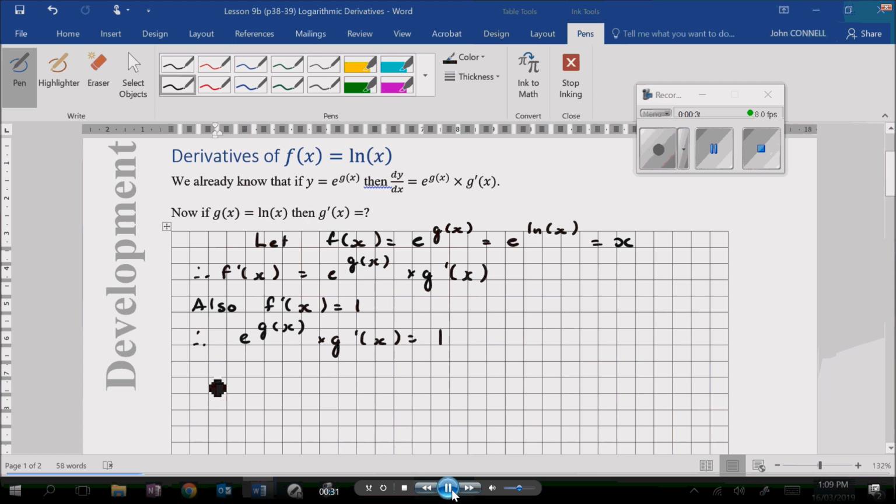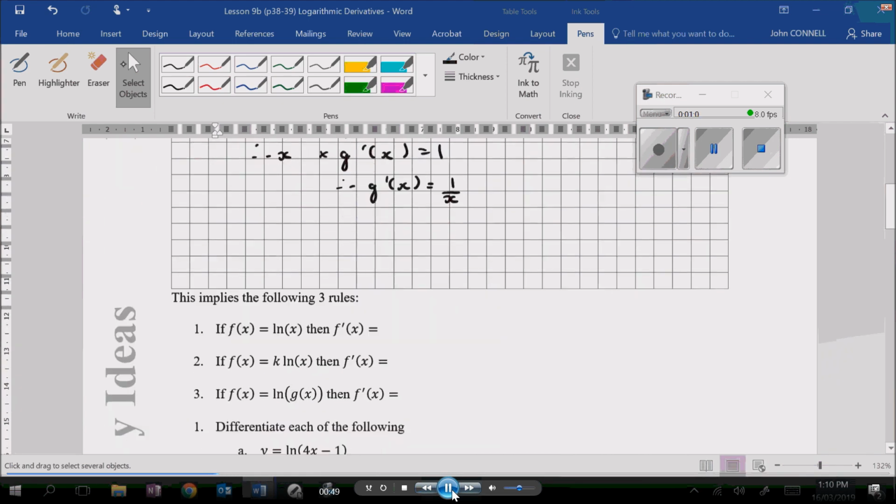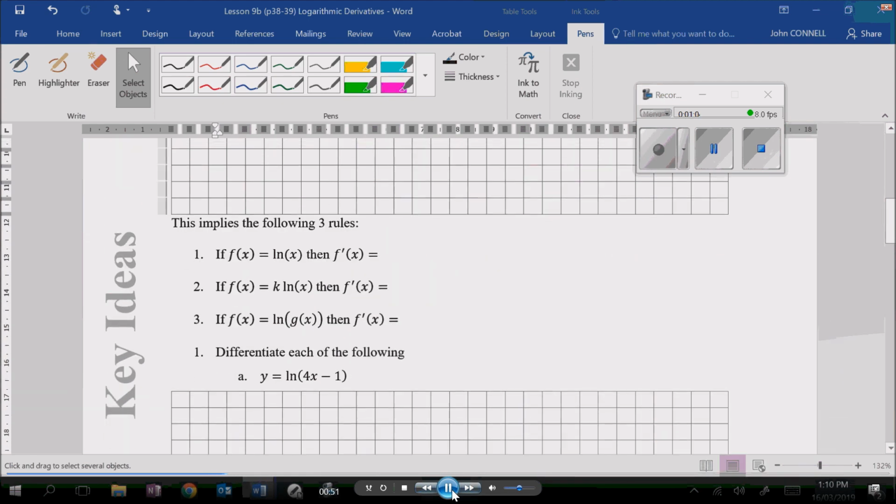And then if we substitute in ln of x, we get e to the ln of x times g dash of x equals 1, which is just x times g dash of x equals 1. But hang on, what that means is that g dash of x must just be 1 on x. And so we get this derivative for ln of x. So if f of x is ln of x, then f dash of x is 1 on x.